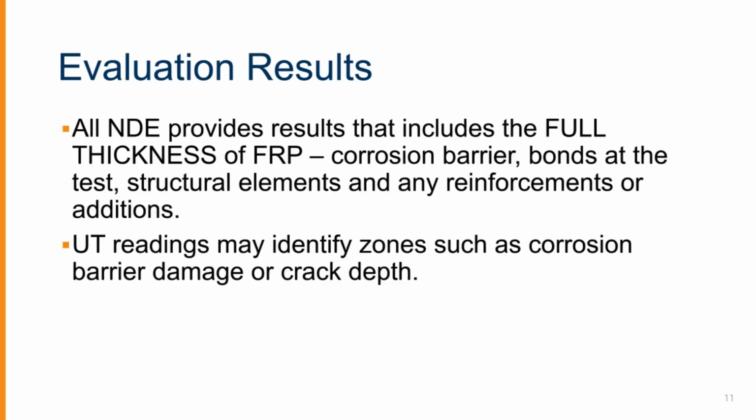All non-destructive evaluation produces results that include the full thickness of FRP. We can't separate off the corrosion barrier in the field with the inspection information. The corrosion barrier, bonds, structural elements, and any reinforcements or additions are included in all of that information. Ultrasonic testing readings may actually identify different zones within the FRP, such as corrosion barrier damage, or we also have methods to determine the depth of cracks.